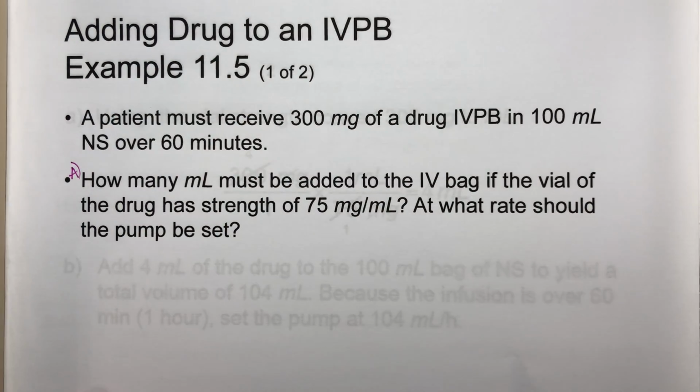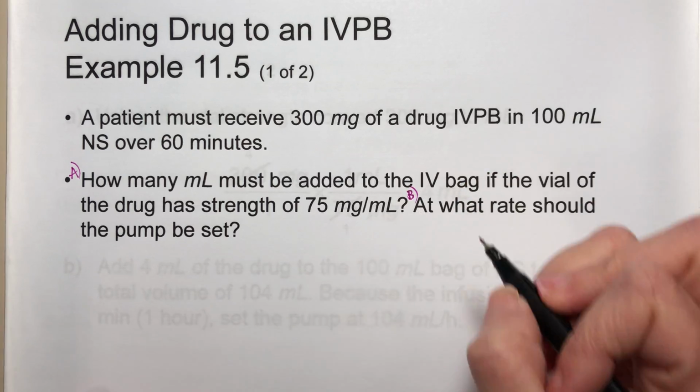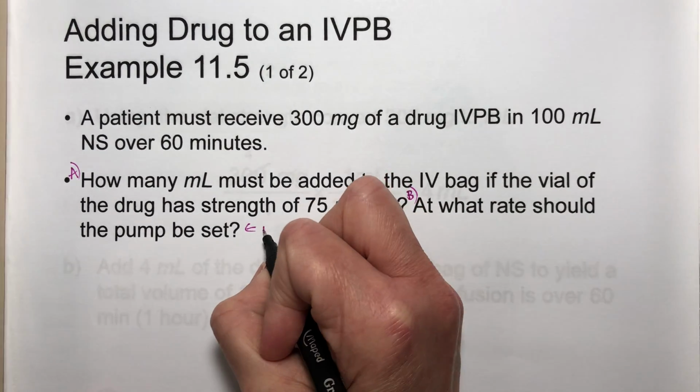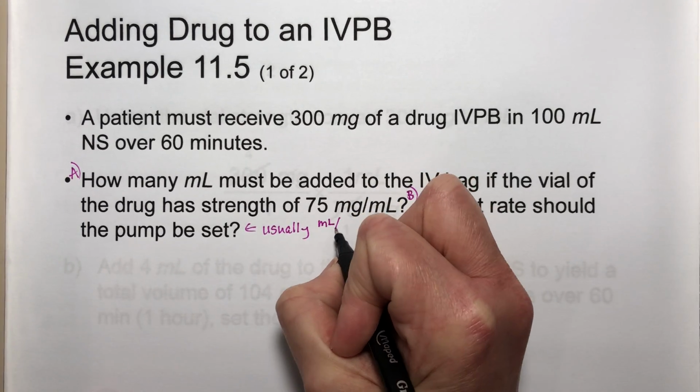That's part A. At what rate should the pump be set? This is part B. Now, this measurement is usually in milliliters per hour.